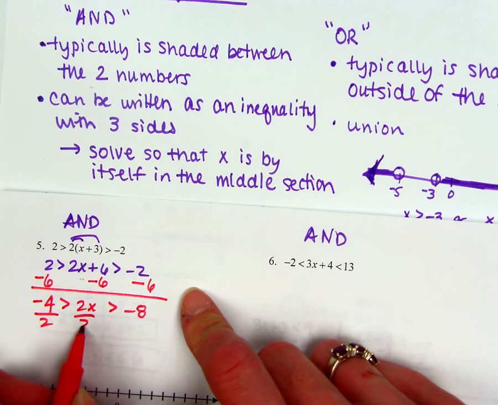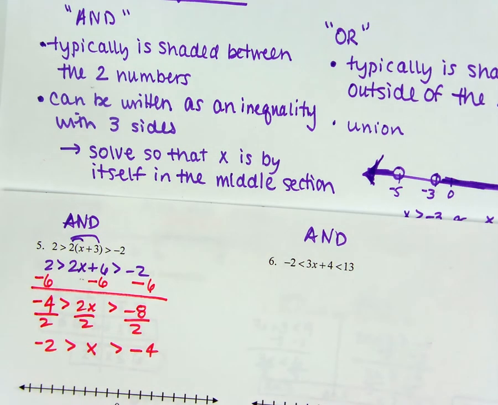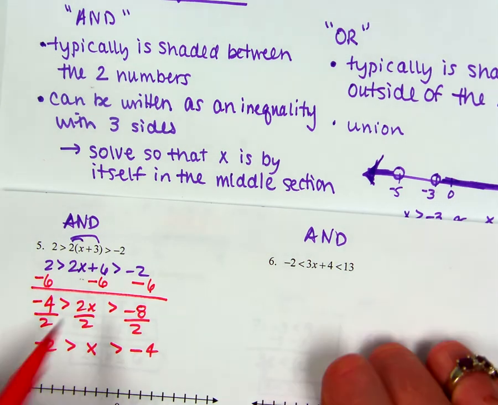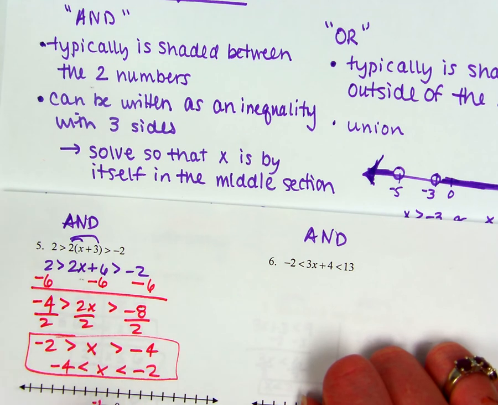Then I'm going to divide by 2 everywhere. So I have negative 2 is greater than x, which is greater than negative 4. So this answer is good. You might want to flip everything over because negative 4 is the smaller number, but either answer is really okay. Just make sure you realize negative 2 is here, negative 4 is here, and you're shading in between.